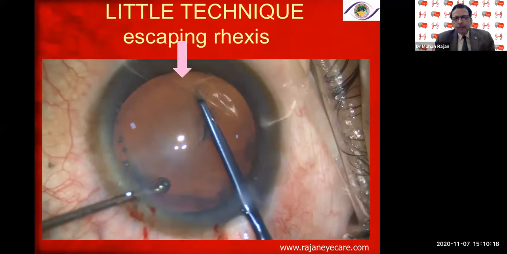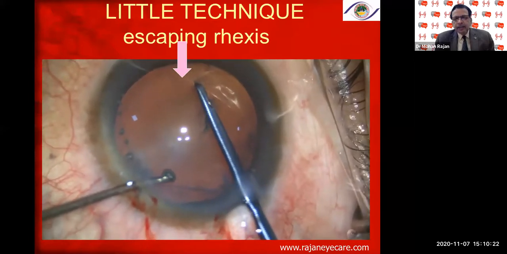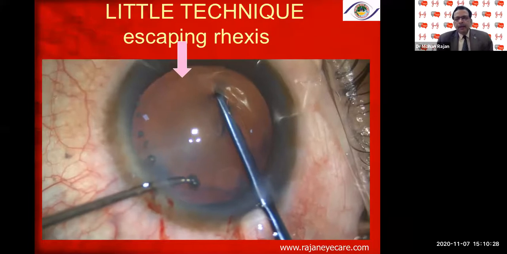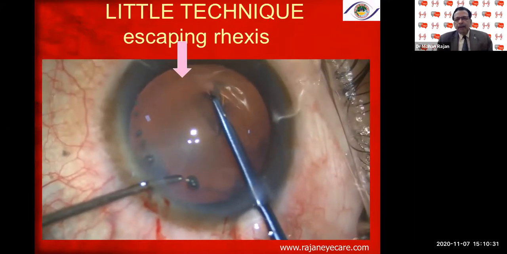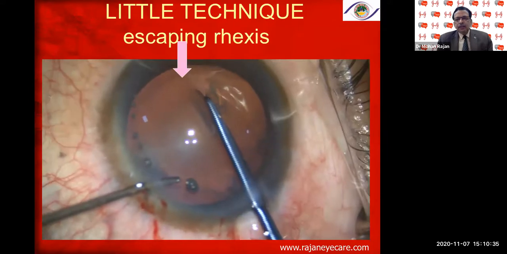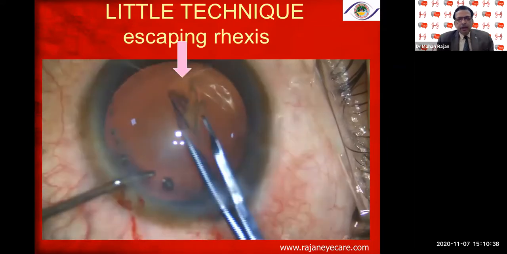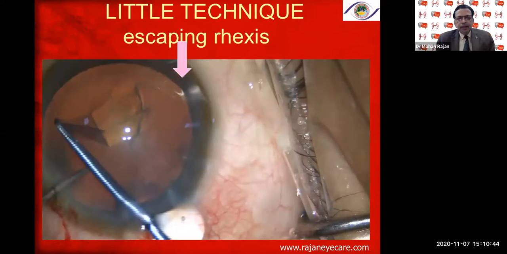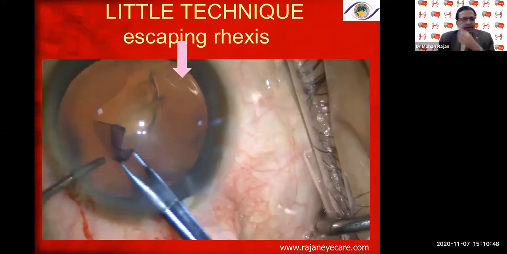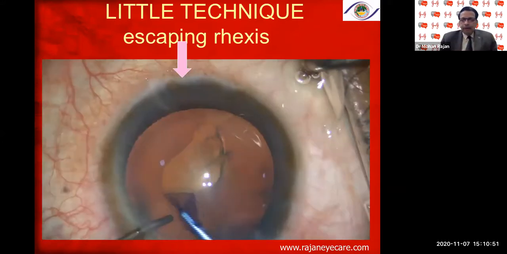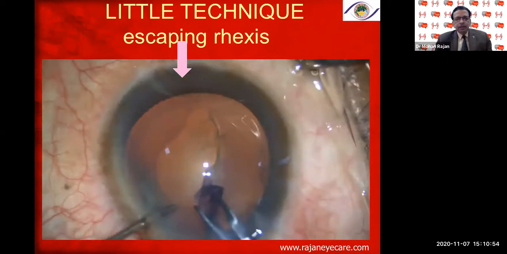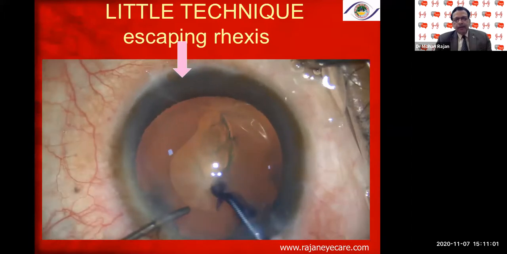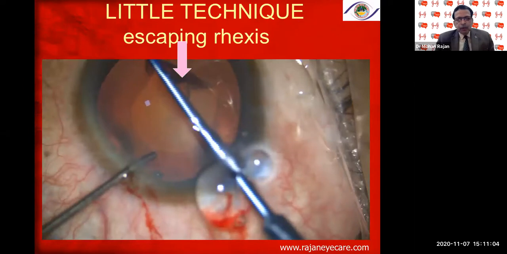And you can see here, I'm trying to do the rhexis when it's extending, and trying to pull the rhexis in the same direction as I made the rhexis itself, by flattening that rhexis with the OVD, preferably a high molecular weight viscoelastic like Healon GV or Healon, and then try to pull the rhexis. Once you pull the rhexis in the same direction, the escaping rhexis can be brought into the center, and then the rhexis can go around without any problem at all. This is called Little's rescue technique for escaping rhexis, wherein you flatten the flap and then pull the rhexis in the same direction.